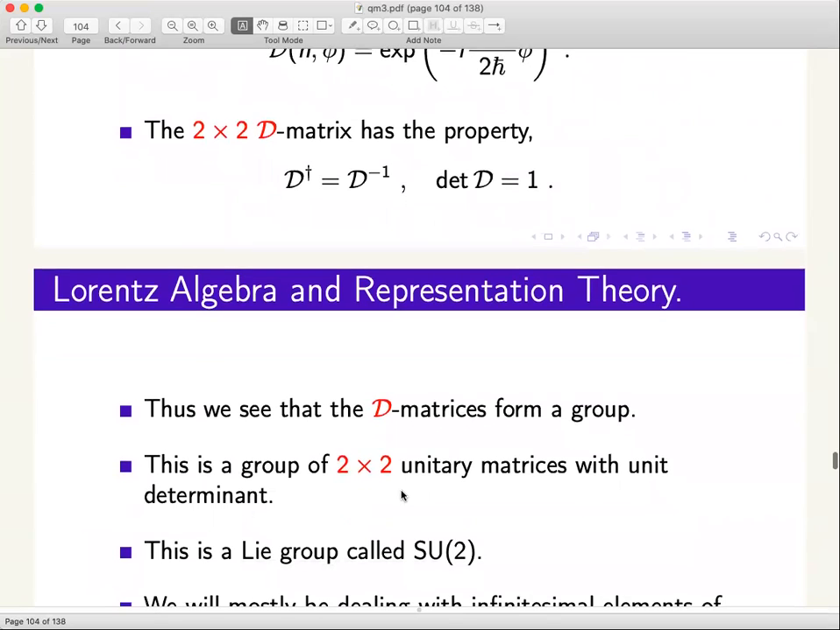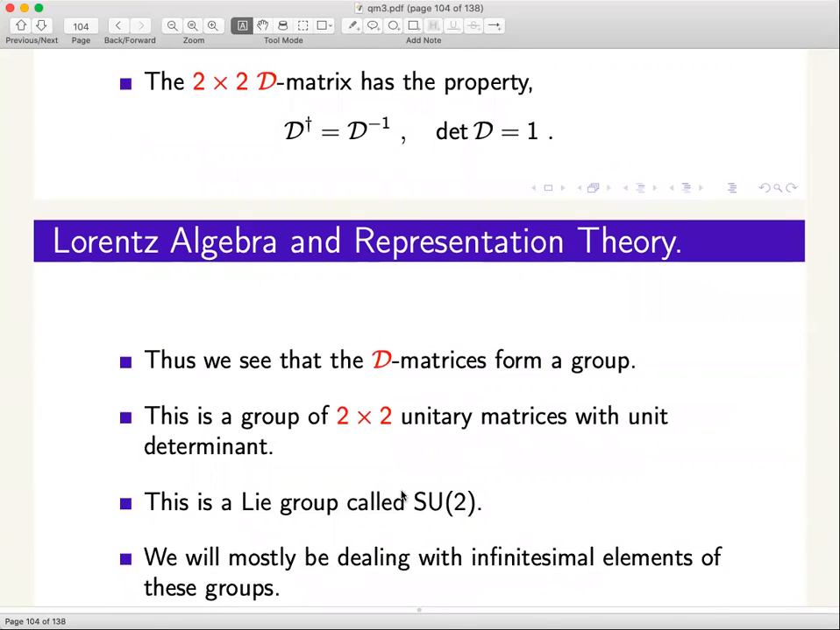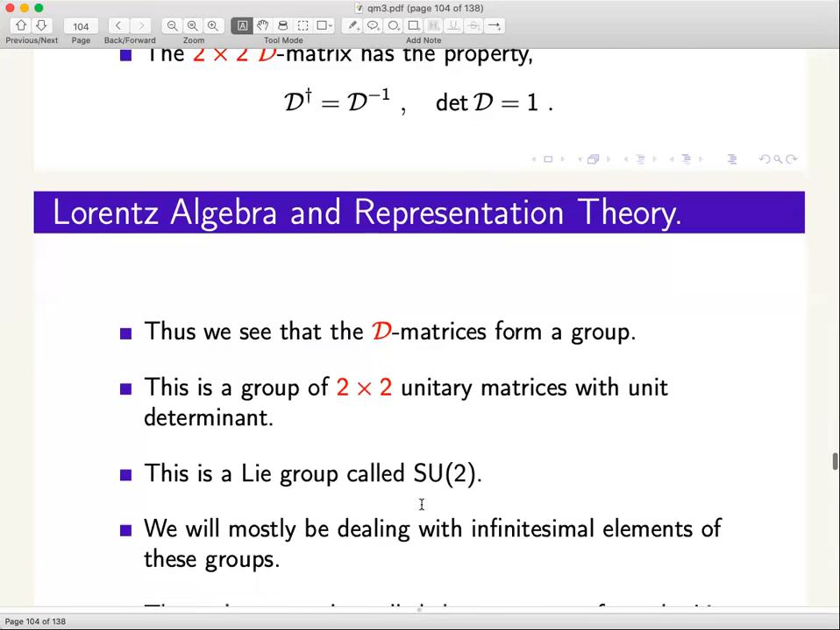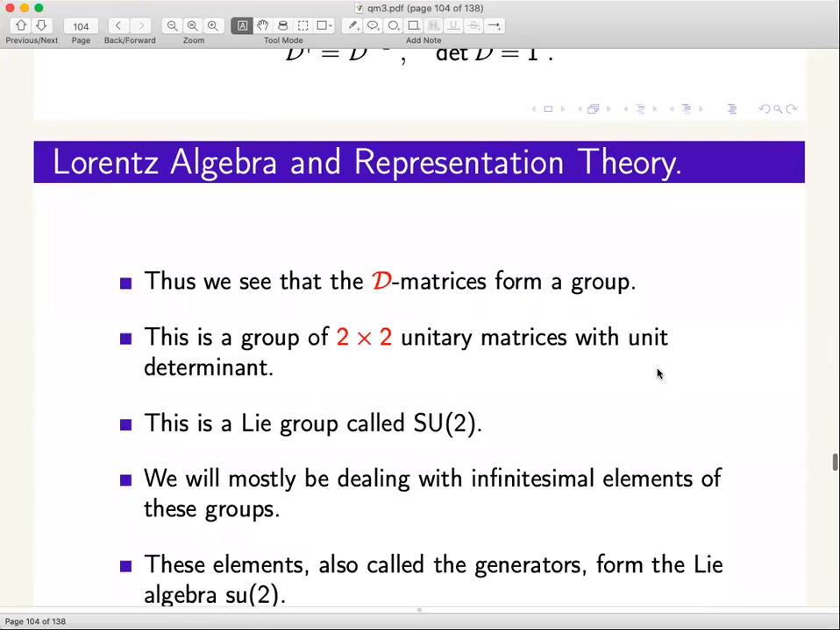And that group, remember, these were the elements of the group, and the infinitesimal version of D contains the elements of the Lie algebra. So 2 by 2 unitary matrices with unit determinant, that group is called a Lie group with the name SU2. This SU2 is a nomenclature where the 2 stands for 2 by 2 matrices, U stands for them being unitary, and S stands for special unitary, implying that the determinant of these matrices is 1. You could also have a determinant of minus 1, for example.